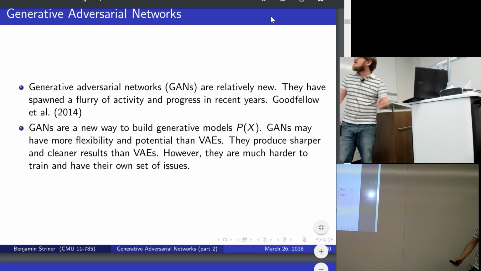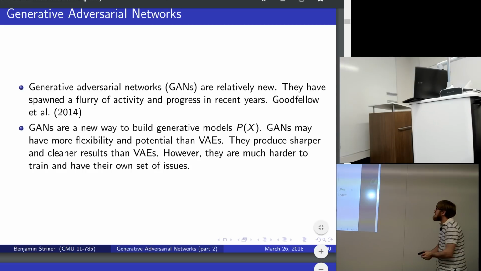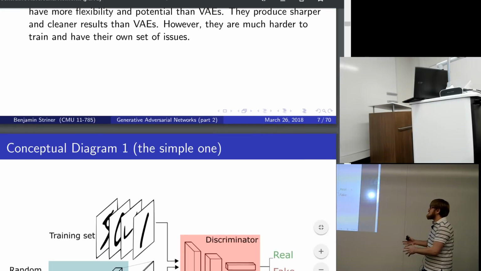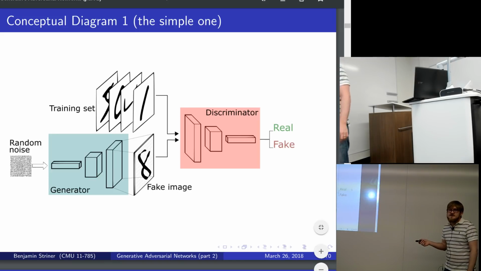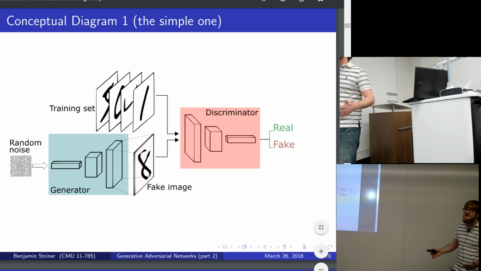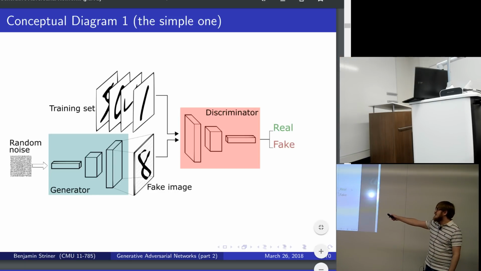So here's our overall diagram of a GAN. We went through this at length last time, but now is your chance to ask any questions about what these parts are. Basically, random noise goes into a generator, and that generates your image. Then you have a training set. Your discriminator tries to tell the difference between the two distributions, your fake image and the training set, and your generator tries to beat that discriminator.